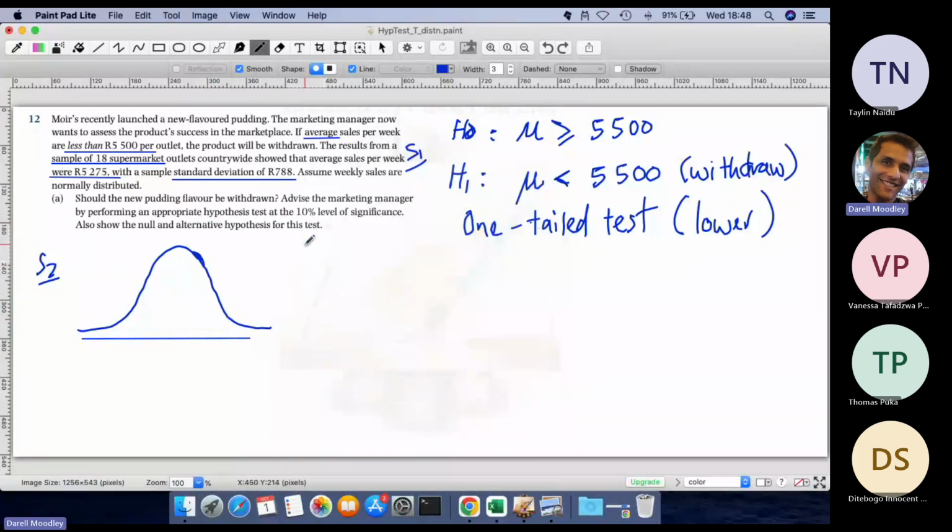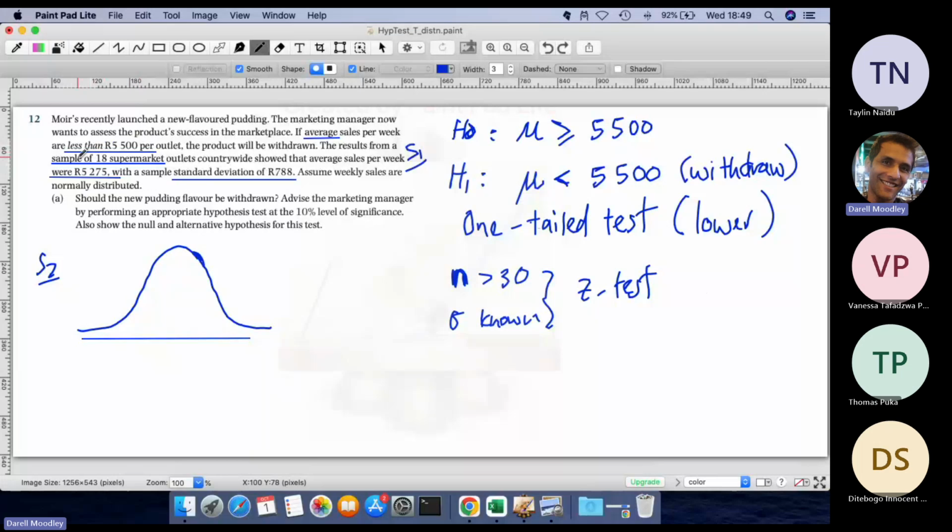Now remember what I told you earlier. I don't expect you to remember it because you just did it, but I'm going to recap it. If n is greater than 30 and your sigma is known, if these two are satisfied, then we use the Z test.